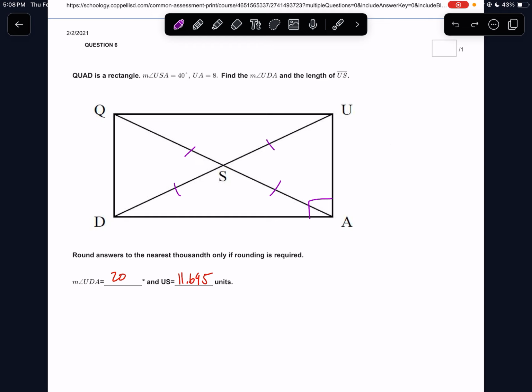Okay. I don't want to get too confusing in the video here. All right, angle USA is 40 degrees. USA, 40 degrees. The length of UA equals 8. Find the measure of UDA, and the length of US. Okay, we can do this.